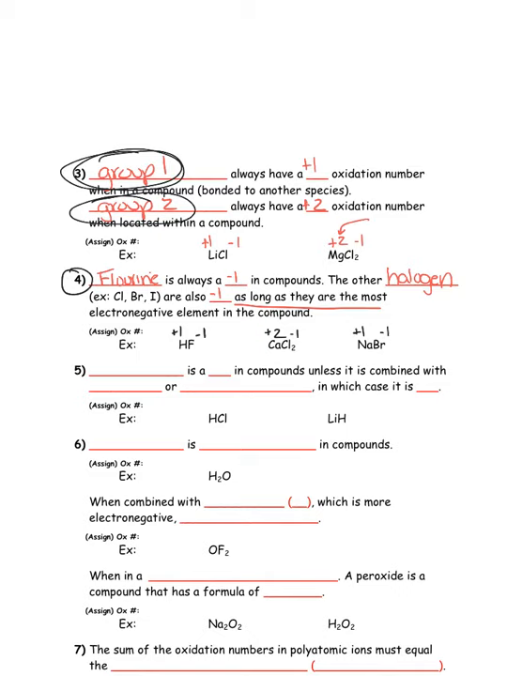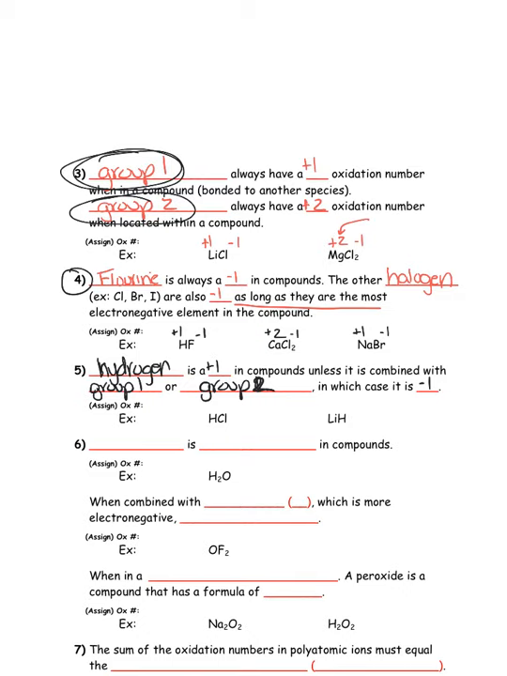All right, number 5, hydrogen. Hydrogen is a +1 in most compounds, okay? There are exceptions with hydrogen, so it gets a little bit funky here. If hydrogen is with a group 1 or a group 2 metal, in which case it is a -1 charge.